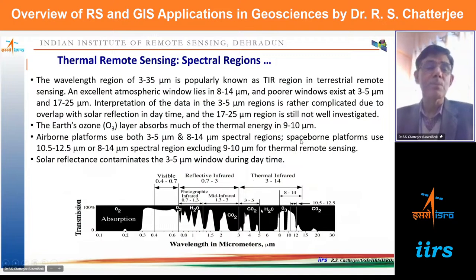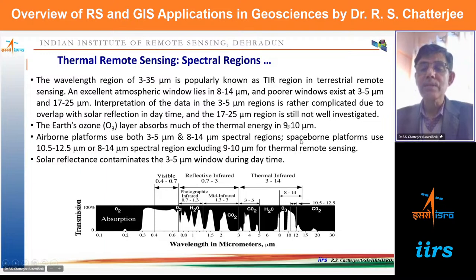But here you see, for terrestrial thermal sensing, this 8 to 14 micrometer is very, very important. But in this particular region, the atmospheric transmission is very low. Why, you know? It is because of the ozone layer in the ionosphere. So the ozone layer absorbs much of the thermal energy.